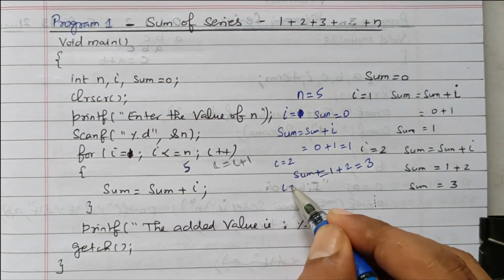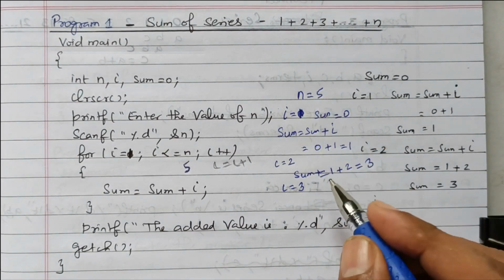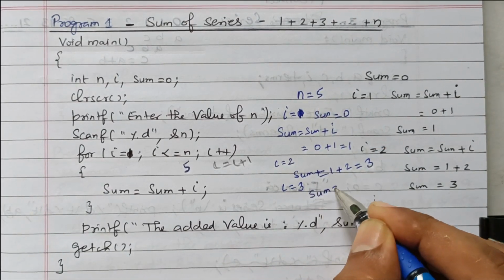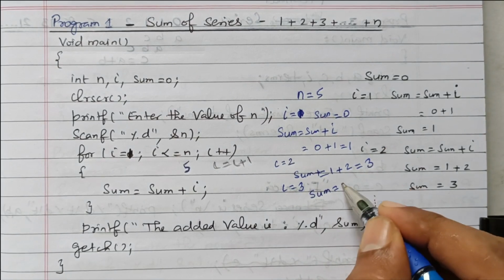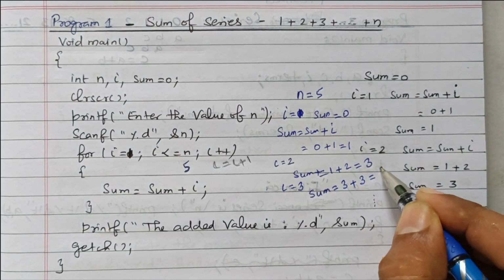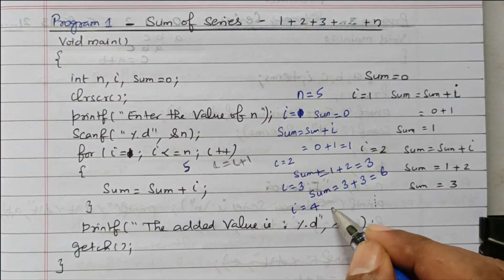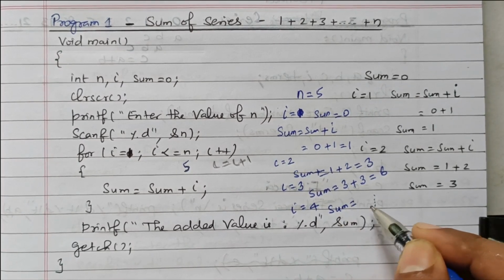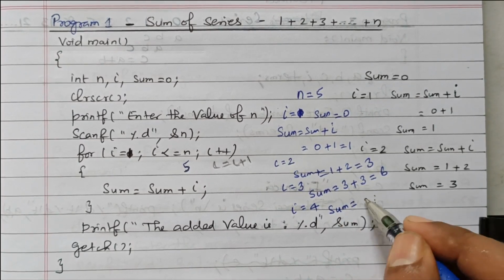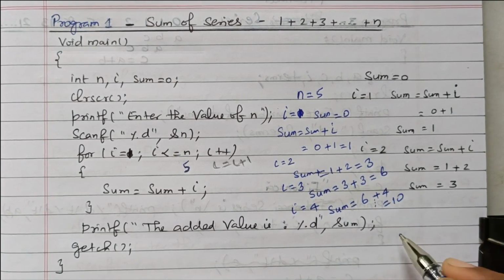Right. Now I becomes 3, incremented. This condition is satisfied. I is less than or equal to 5. So that sum equal to sum plus I. Sum is now 3. 3 plus now I also 3. 3 plus 3, 6. Now I equal to 4. Incremented to 4. Sum equal to sum plus I. Now the sum value is 6. So 6 plus 4 equal to 10.